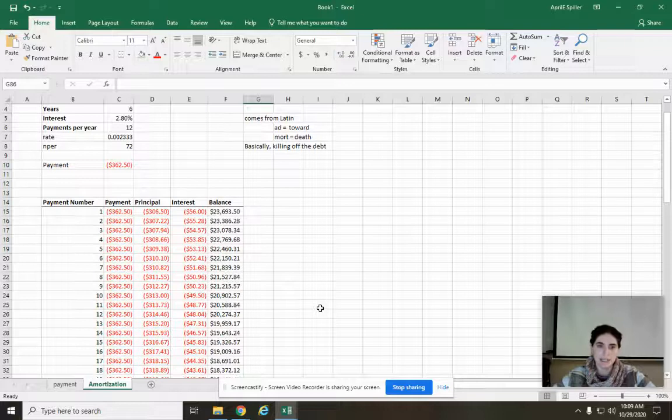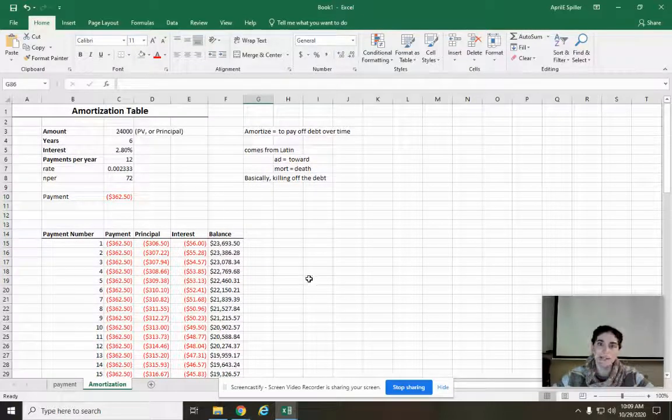This is an amortization table. When you buy a house, you get one of these for sure. If you buy something like a car on credit, you probably would get one of these too. Okay, so I think that's it. That's the amortization table.